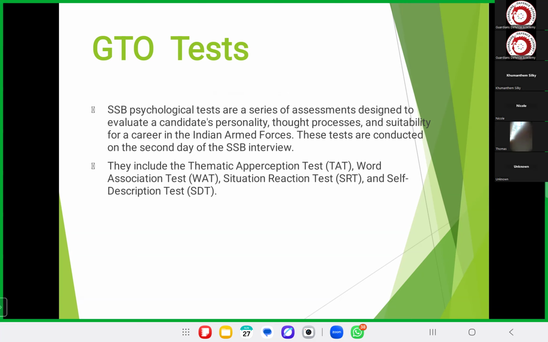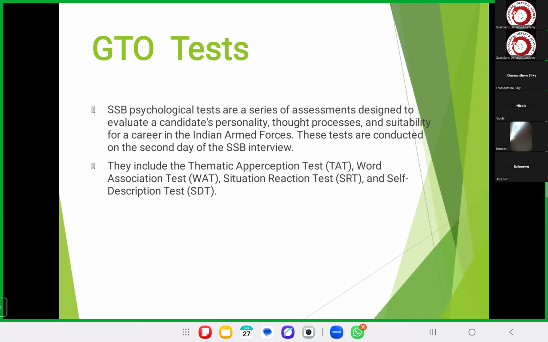But the GTO does not have a copy of that. The GTO's assessment of the candidate is completely based on the performance on the day of the test. So the GTO does not have any background knowledge about you, but the psychologist and the interviewing officer have the background knowledge about you.